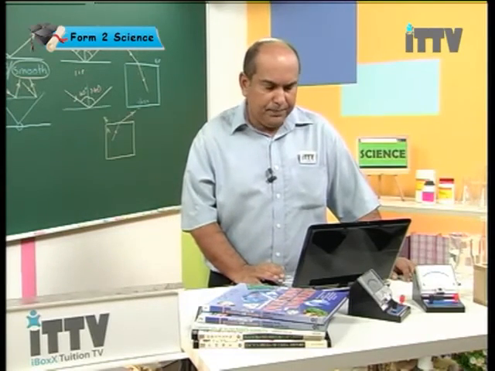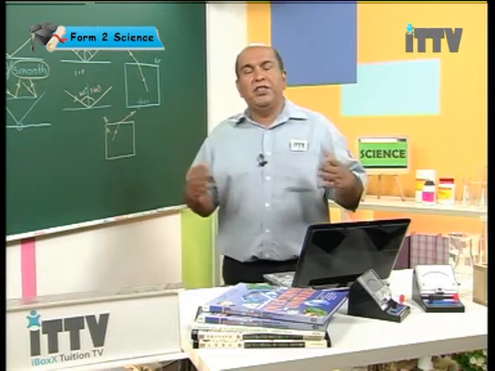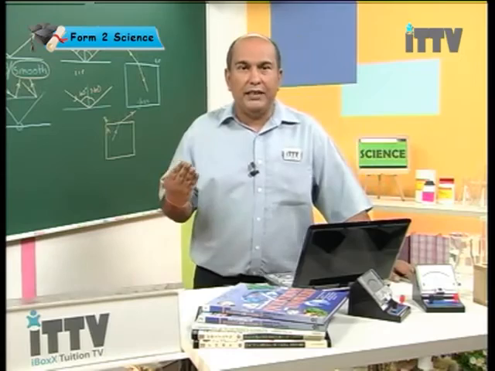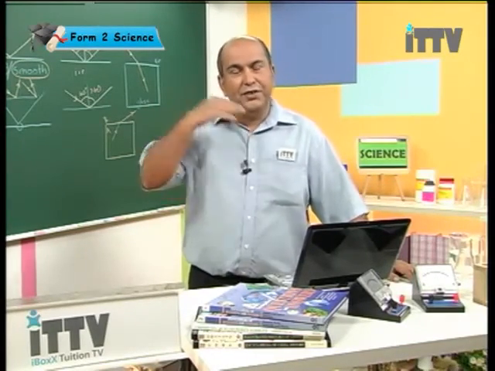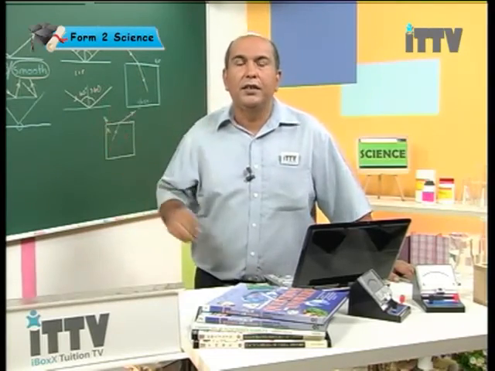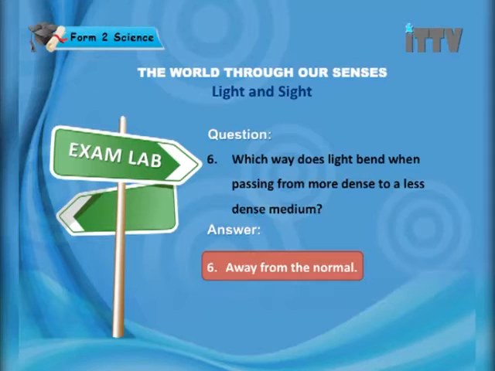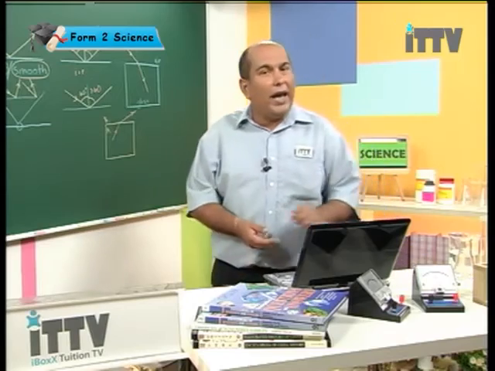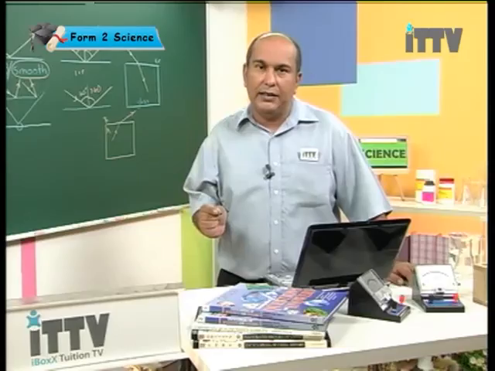One last question. Which way does light bend when passing from more dense to a less dense medium? So remember, just now we did less dense to more dense. Now we're doing it the other way around. From more dense to less dense, slow to fast. Have you put your answer down? Away from the normal. So light bends away from the normal when moving from more dense to less dense.